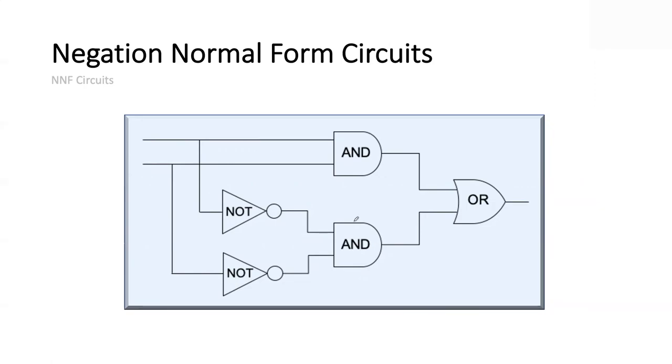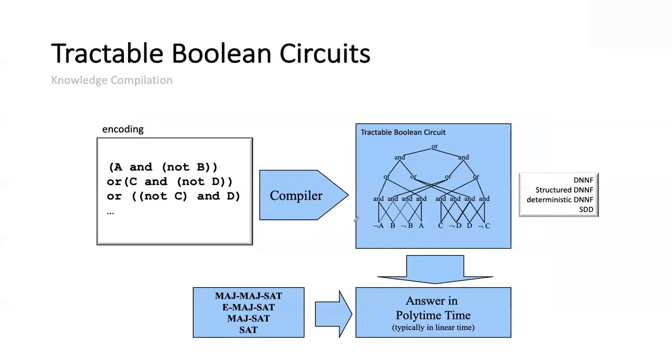So this is the class, and you're going to see this is a pretty powerful class, and everything we're going to be looking at will be based on this. And the story goes like this. You have some Boolean formula and you compile it into one of these NNF circuits. Now, the NNF circuit itself is not that interesting, but when you start putting properties on it, you end up getting different types of circuits, and there's a lot of them.